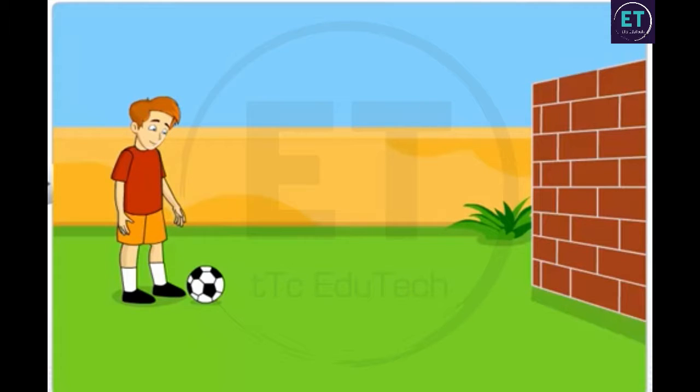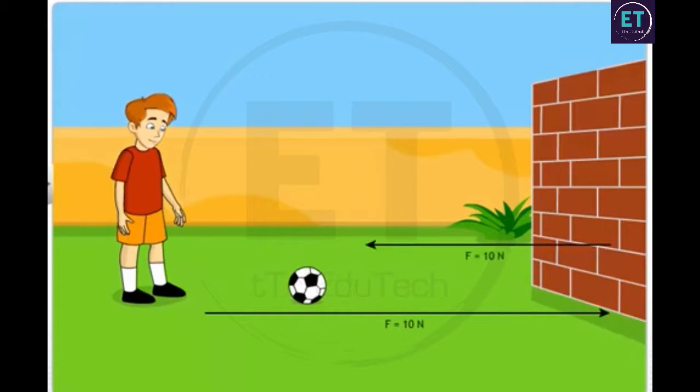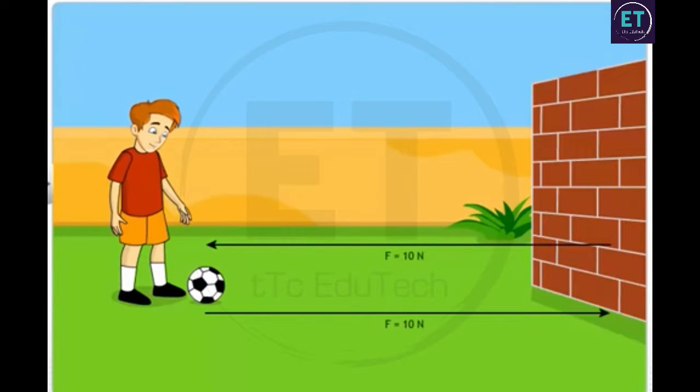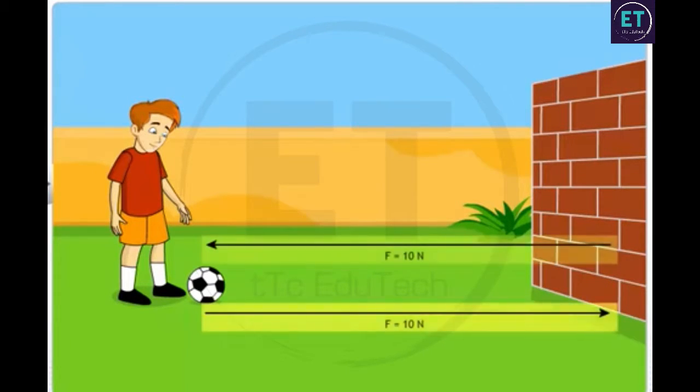The boy kicks the ball to the wall, say, with a force of 10 Newton. The wall kicks the ball back with equal force. The direction of the force exerted by the wall is opposite to the direction of the boy's kick. One force acts on the wall, while the other force acts on the ball.